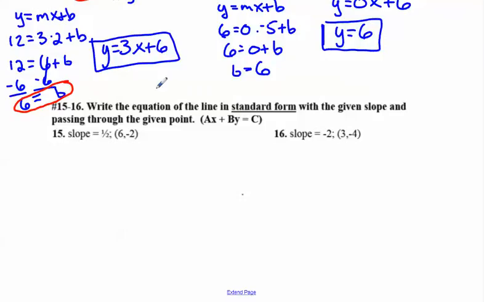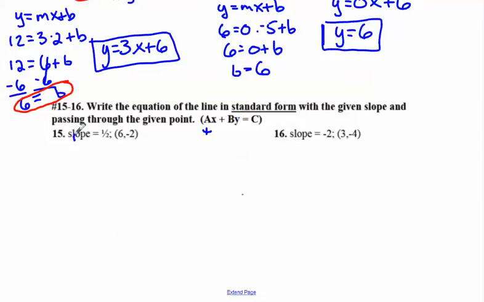Okay. In 15 and 16, we have an extra step. We need to get our equation in standard form. So standard form is a times x plus b times y equals c. But there are some rules. The a value has to be positive, and neither a nor b can be a fraction. So let's look at 15.